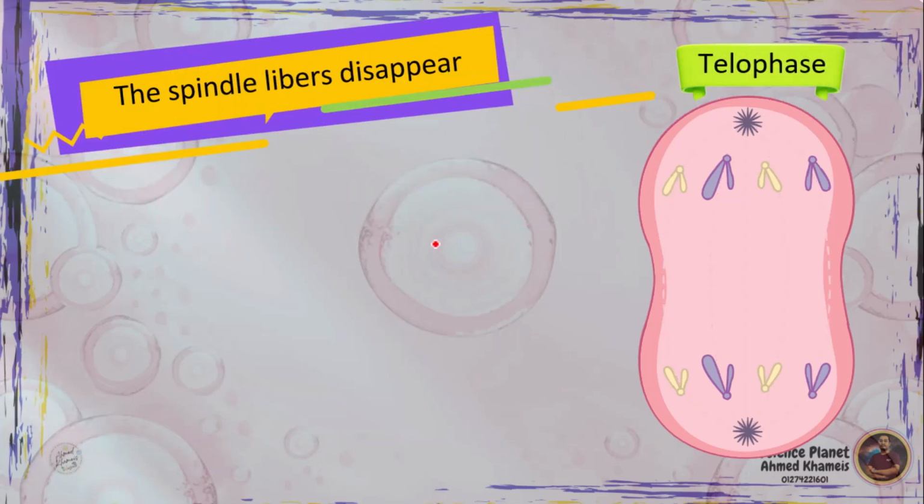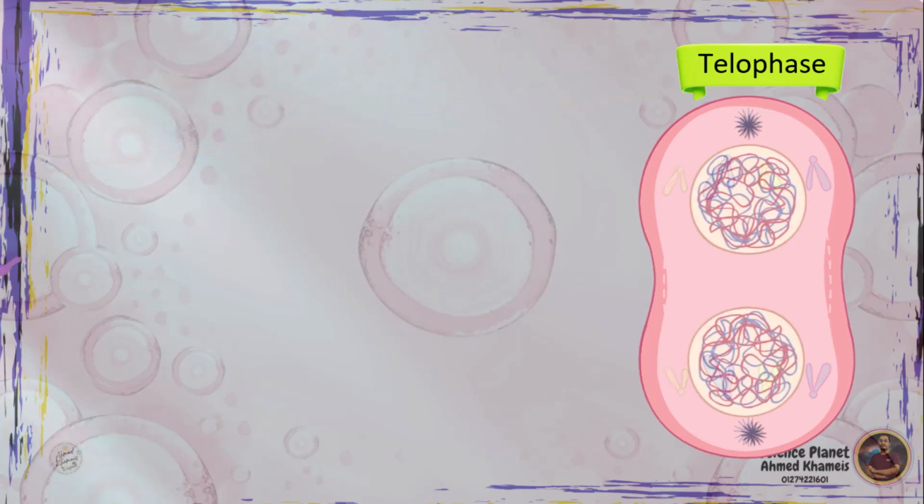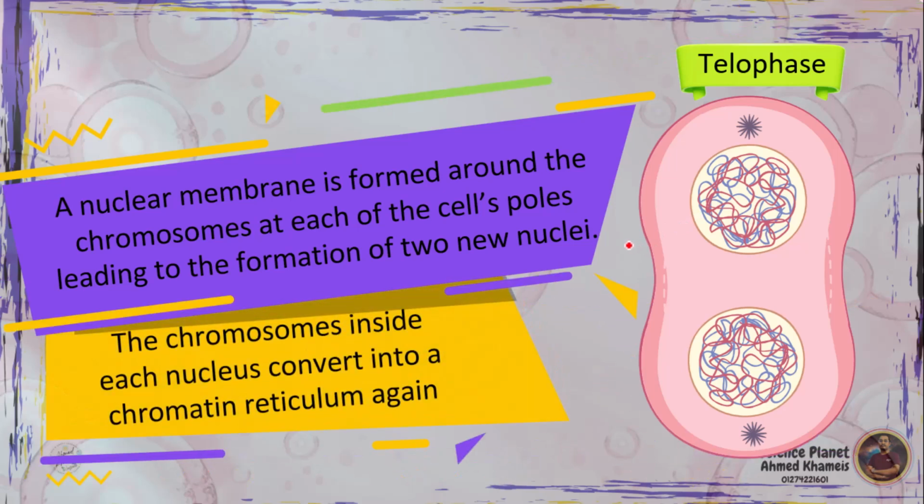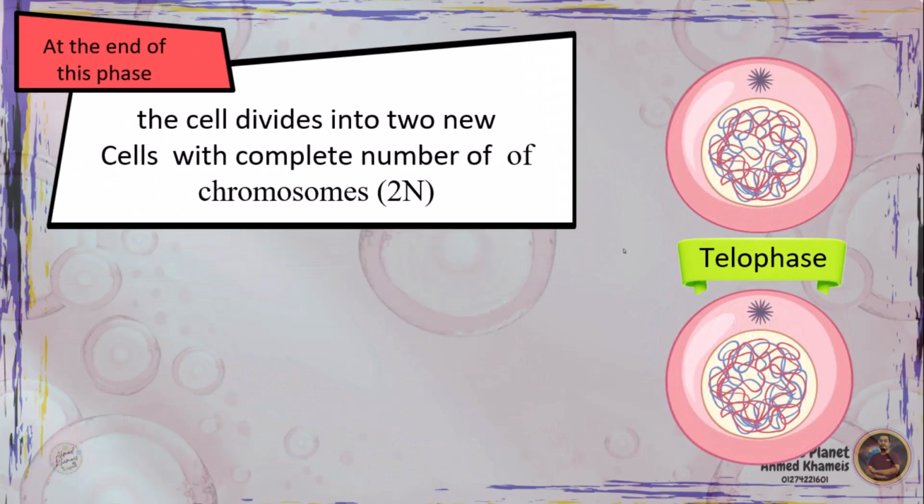And we go to the telophase, where the spindle fibers completely disappear. The chromatin reticulum appears again, and the nuclear envelope appears again, and then the cell divides into two. So by the end of the telophase, the cell divides into two new cells with a complete number of chromosomes.